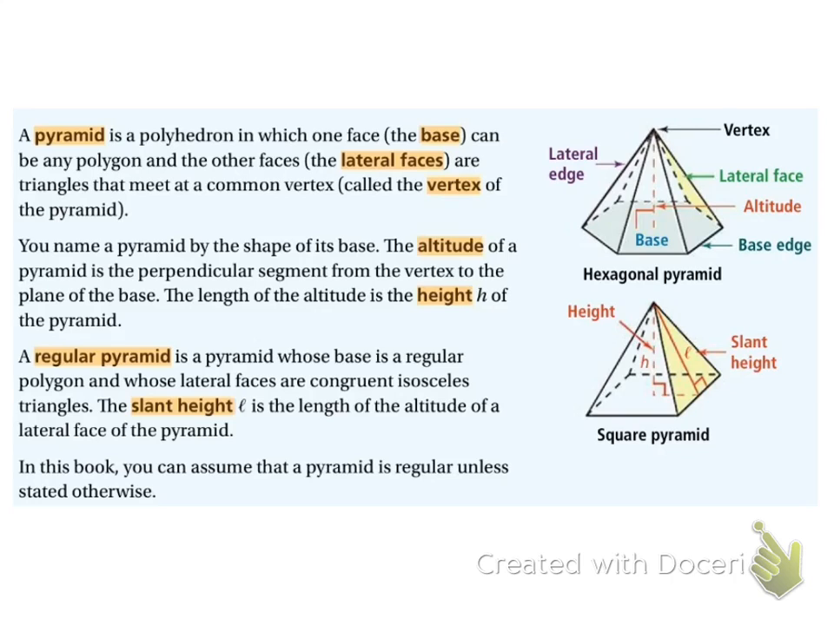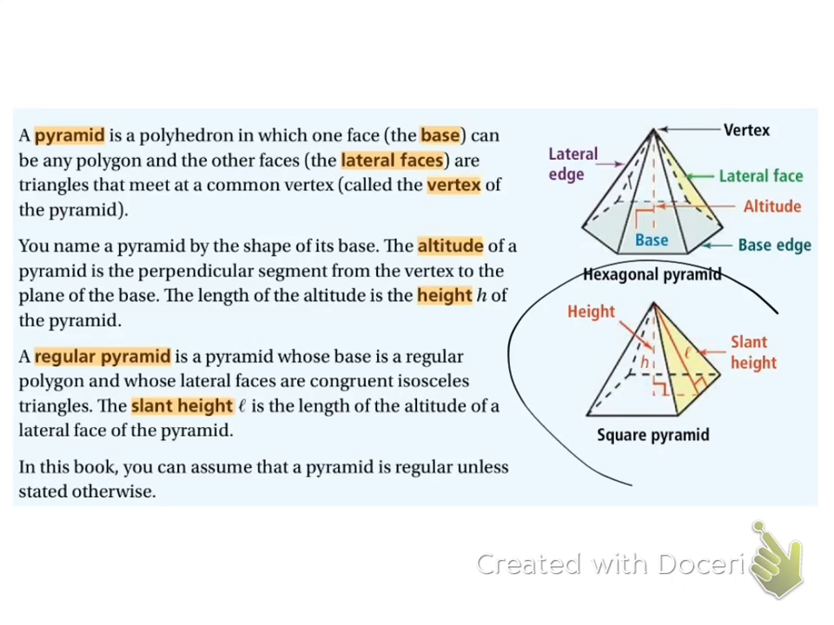And it meets up at a vertex. Okay, so here's our vertex. And all of these sides are lateral faces. So it has an altitude coming up the middle here. If you think of like a circus tent and how there's a pole in the middle of the tent, if that helps you to picture it, that is also the height.